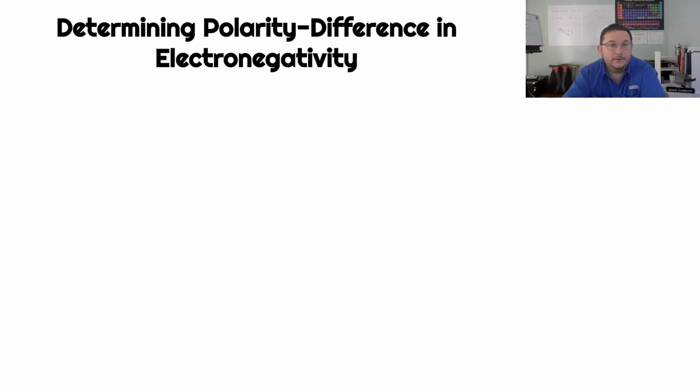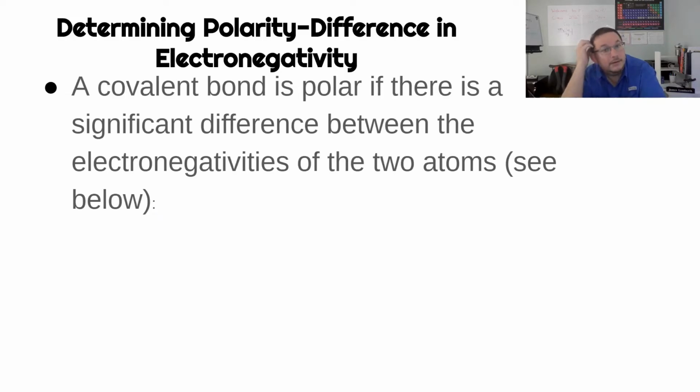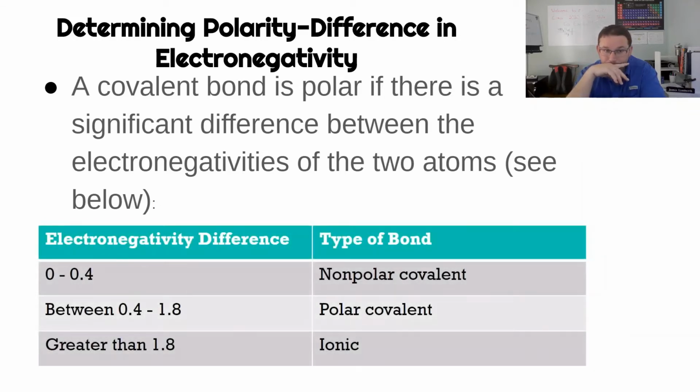All right, so determining polarity: difference in electronegativity. A covalent bond is polar if there is a significant difference between the electronegativities of the two atoms. So for example, if the difference is between 0 and 0.4, that's going to be a nonpolar covalent bond, okay? If the difference is between 0.4 and 1.8, polar covalent. And if it's above 1.8, ionic.